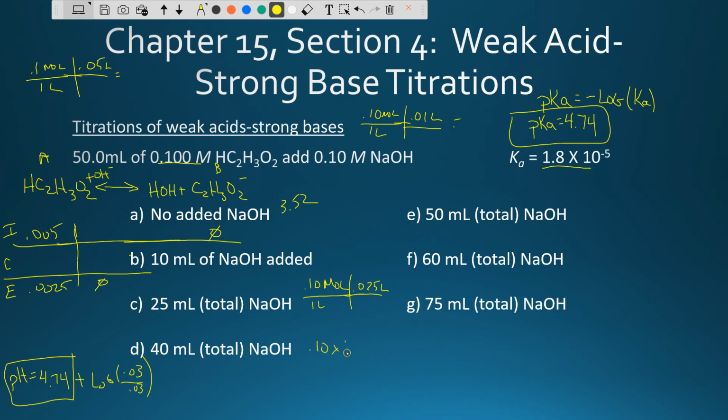Okay, so I had 40 milliliters total, and so 0.10 times 0.04, that will give me a value of 0.04. Okay, no, 0.004. So 0.004 is my starting value. I'm going to be eating up, and so that's 0.004 here. And so that will change that value along the way.